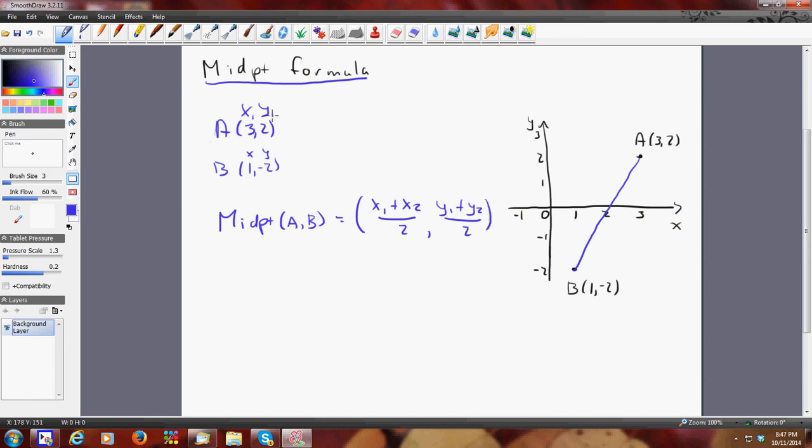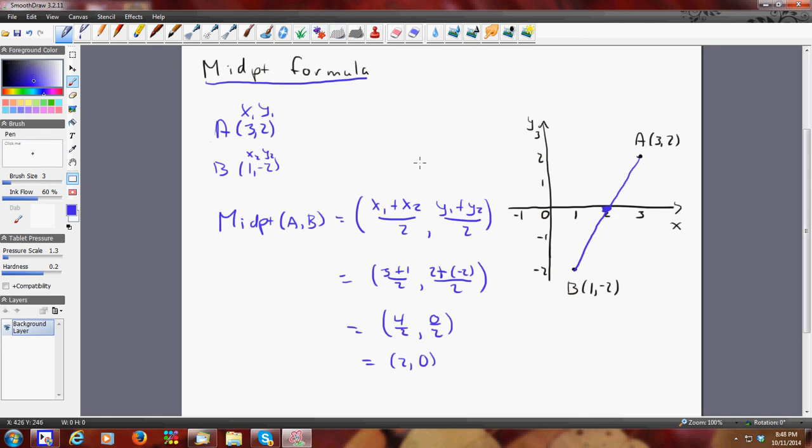So if A is my first point, and B would be my second point, I would get 3 plus 1 over 2, and I'd get 2 plus a negative 2 over 2. 3 plus 1 is 4. 2 plus a negative 2 is 0. And so my midpoint is 2, 0. And although my picture is not exactly accurate, it's fairly close.